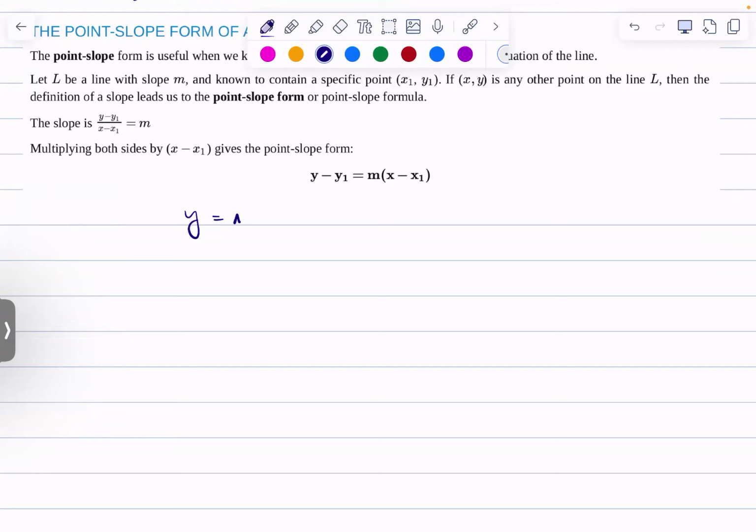If we have y equals mx plus b, what if I replace m with the equation for the slope? Then I might have y equals y2 minus y1 over x2 minus x1 times x plus b.